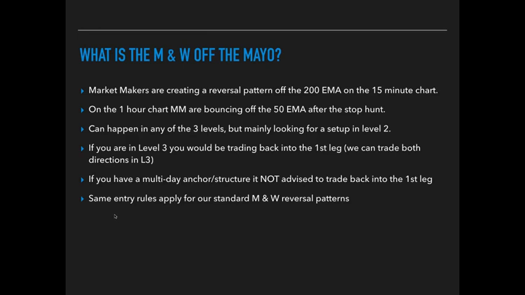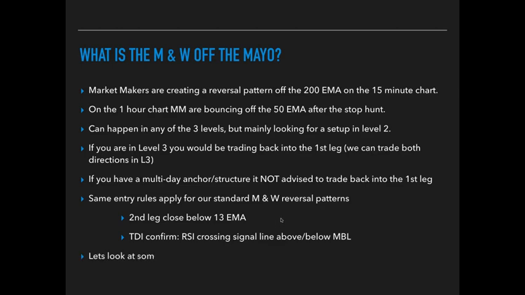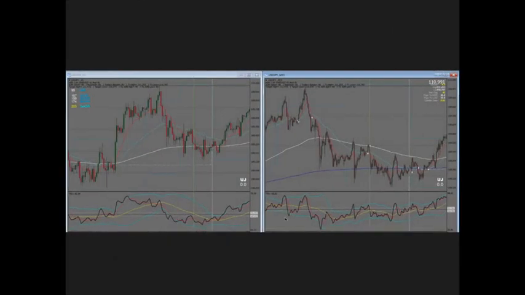Okay, so the same entry rules apply as our standard M&W reversal patterns, which means that we're still looking for the second leg to close below the 13 EMA, and we're looking for our TDI confirmation, meaning the RSI crossing the signal line and above or below the market baseline. Okay, so standard M&W rules. So let's look at some examples.